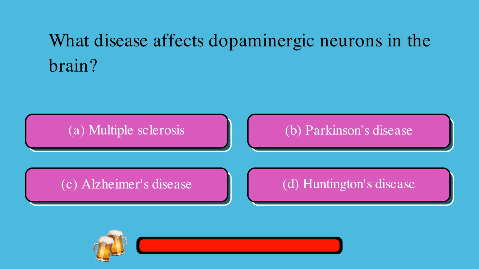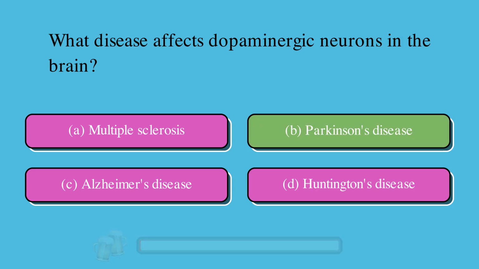What disease affects dopaminergic neurons in the brain? A. Multiple sclerosis, or B. Parkinson's disease, or C. Alzheimer's disease, or D. Huntington's disease. The correct answer is B. Parkinson's disease.